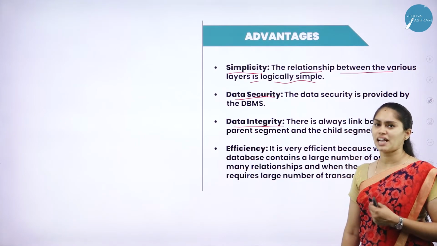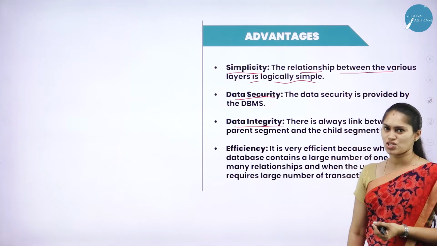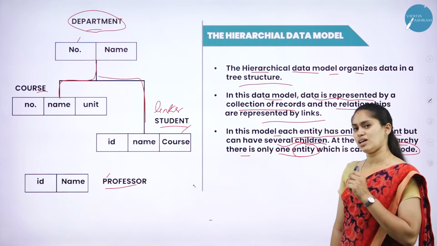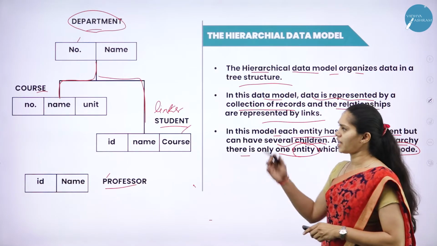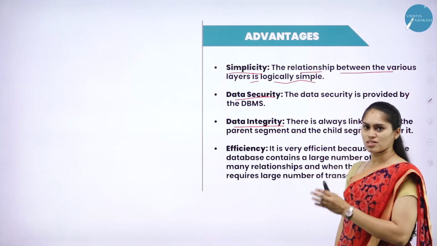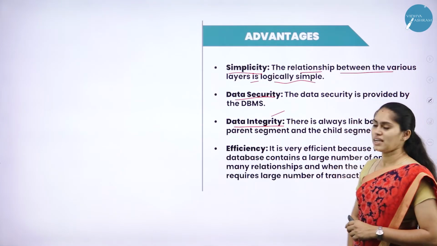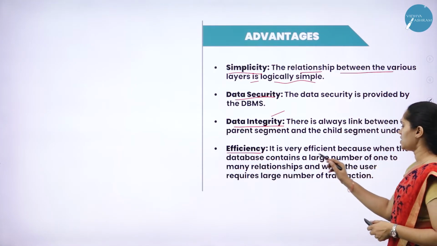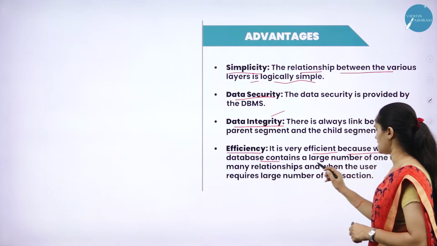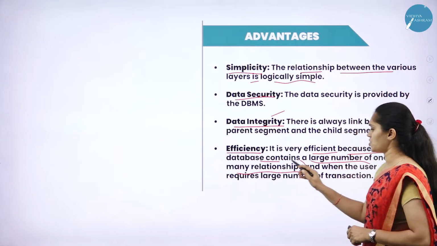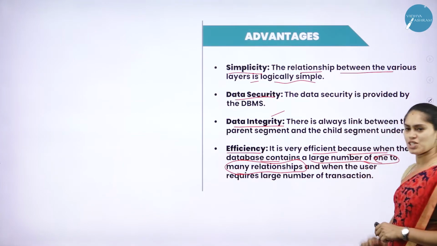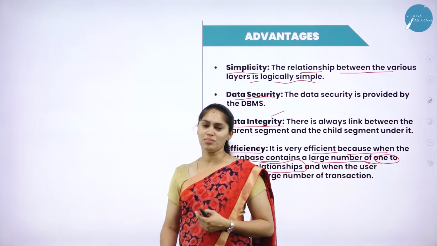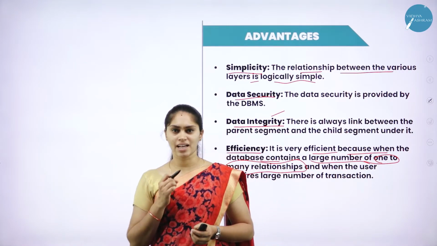That means we are checking the correctness or truthfulness of a data relationship. So here, one entity is going to have a relationship with another entity with the help of, or by ensuring, the link between those entities, so that it will have data integrity and efficiency. In what way is it efficient? It is very efficient when the database contains a large number of one-to-many relationships. When you want to maintain the one-to-many relationship in the database management system, at that time we can go with this hierarchical model.